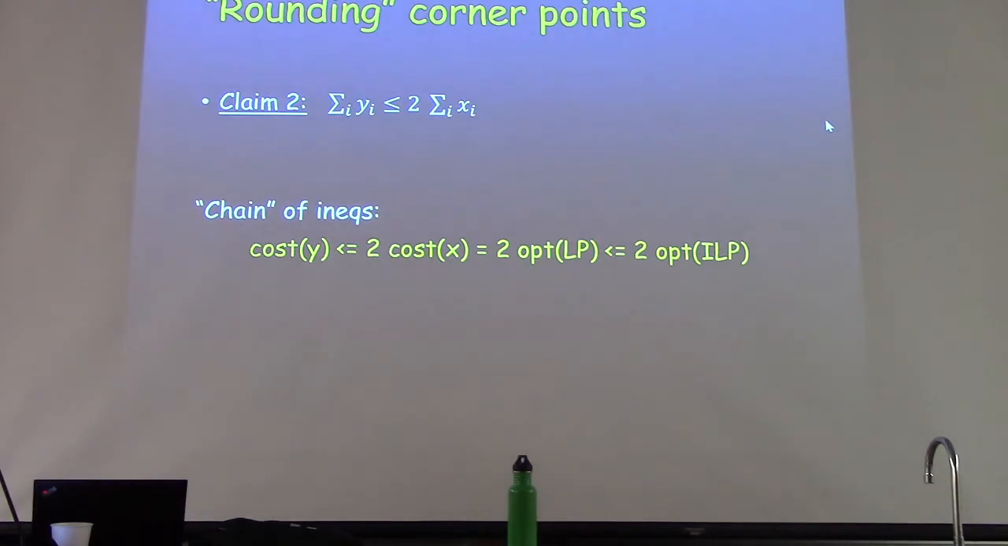And then we had to compare the costs. This again was very simple. We said that for any vertex, yi is less than or equal to 2xi, and this was true for a trivial reason, because yi was 1 only if xi was at least half, otherwise yi was 0. So yi is always less than or equal to 2xi. In particular, that implies that the sum of the yi is less than or equal to twice the sum of the xi.